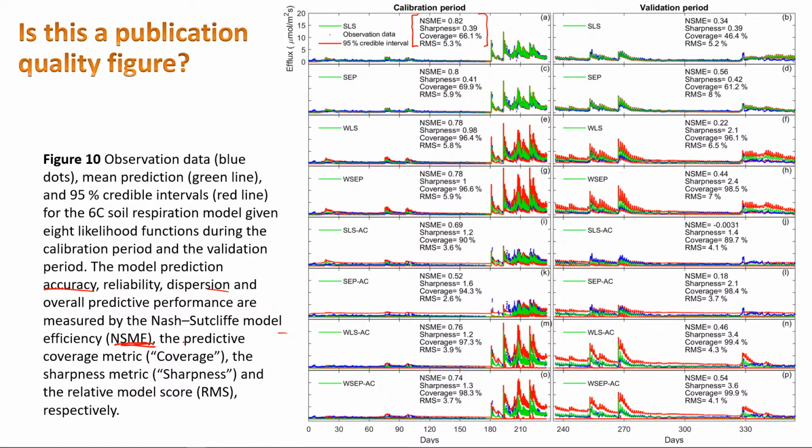The predictive coverage metric measures the model reliability, and the sharpness metric measures the model dispersion. Model dispersion is how wide this credible interval is. You see here it is very wide, here it is very small, for example. And the overall relative score would measure the overall predictive performance.